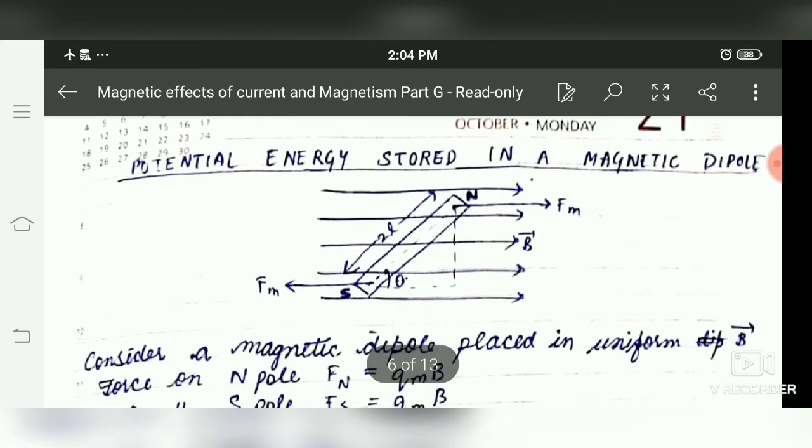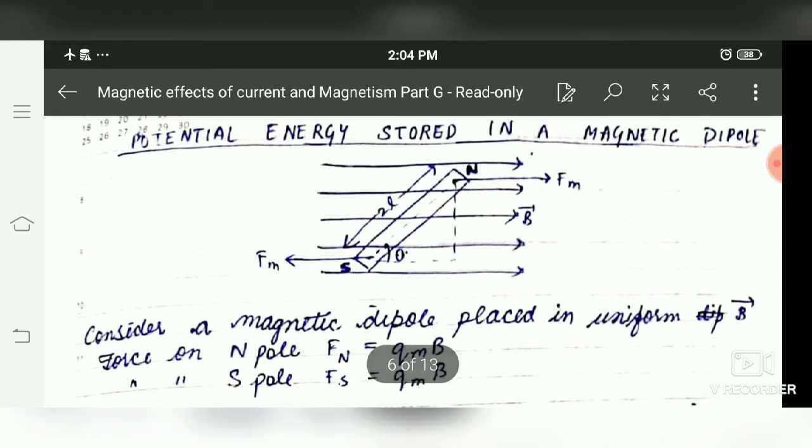Next is the potential energy stored in a magnetic dipole. All these expressions are similar to those of the electric dipole: potential energy stored in an electric dipole, torque on an electric dipole, and electric field on an axial point and on an equatorial point of an electric dipole. All of these are similar, so that's why I'm just telling you the difference between these two.